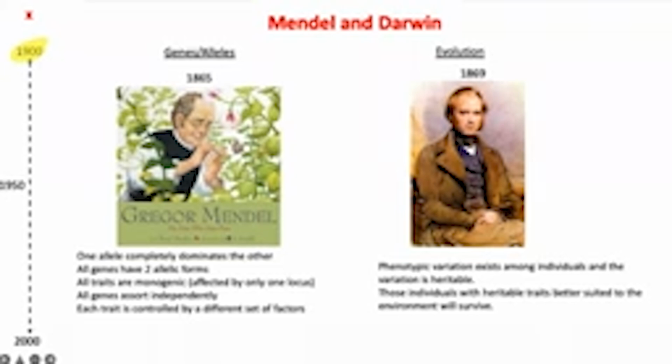Now, around the same time, Charles Darwin, who many of you are aware of, also published his book, and he also had worked for many decades in trying to collate information. And he basically collated, analyzed, and put all his thoughts in the form of a theory, which we know as the theory of evolution. And he said that phenotypic variation exists amongst individuals, and the variation is heritable. So heredity came into the picture, and those individuals with heritable traits better suited to the environment will survive, which many of you reproduced in colloquial language as survival of the fittest.